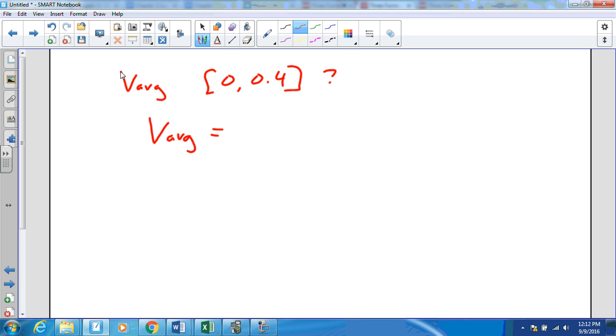Displacement over time, so delta x over delta t. And if you forget, think about units. Meters per second. It has to be x over t.